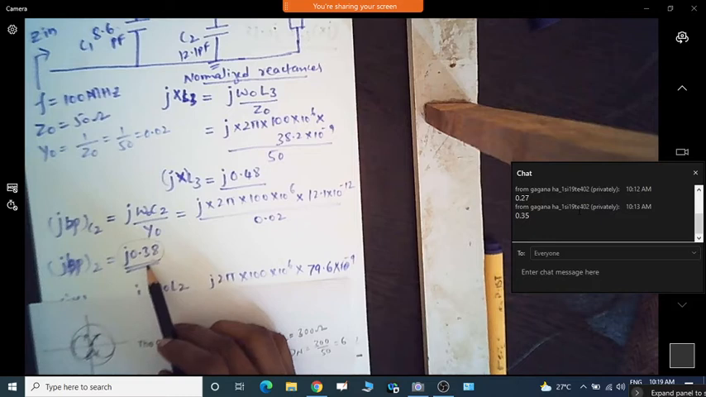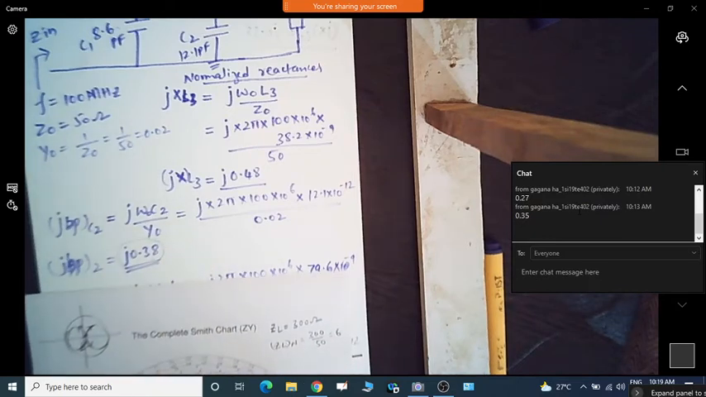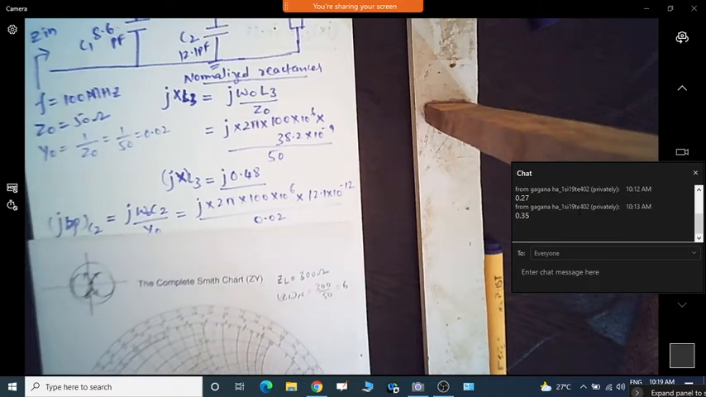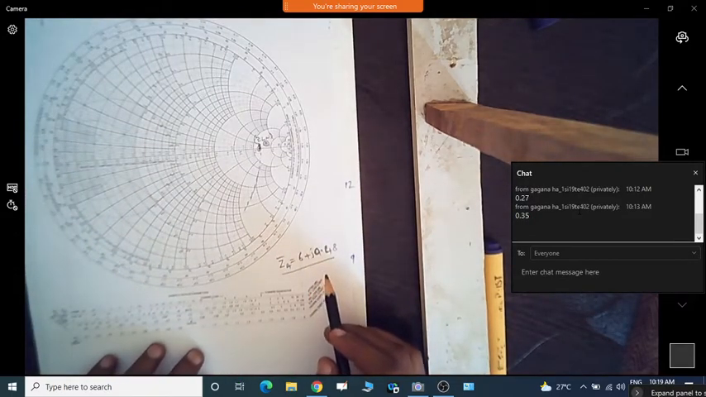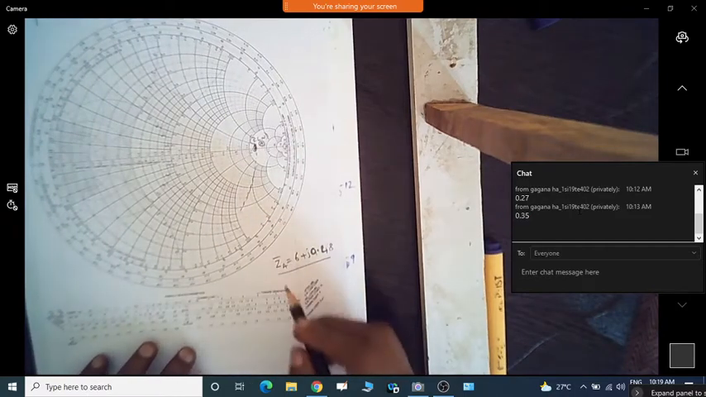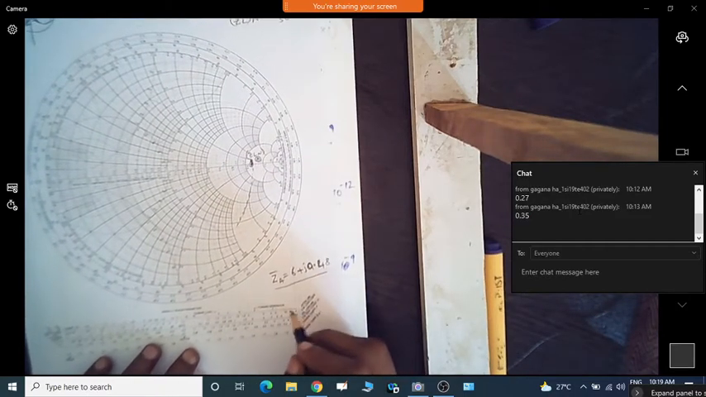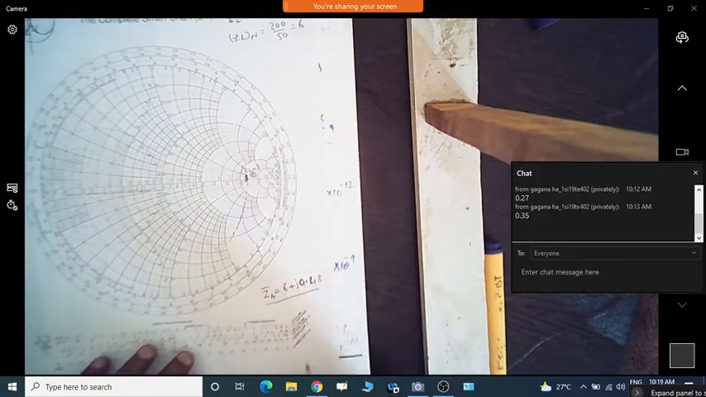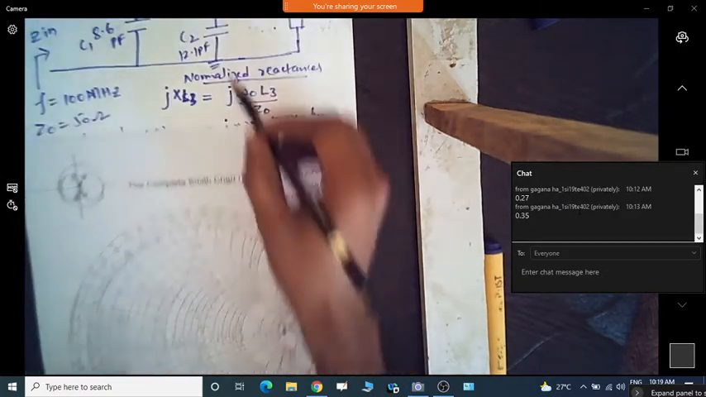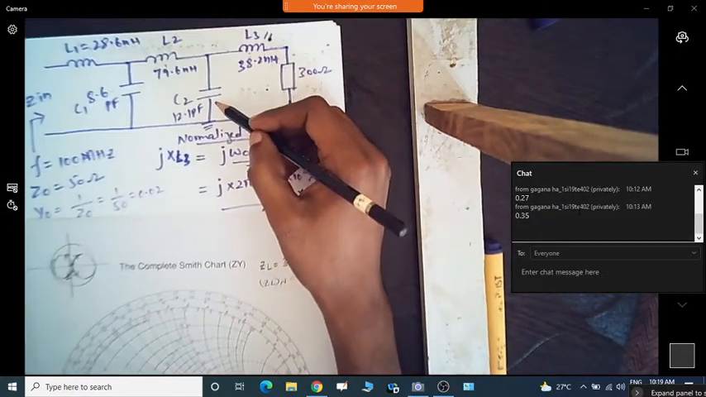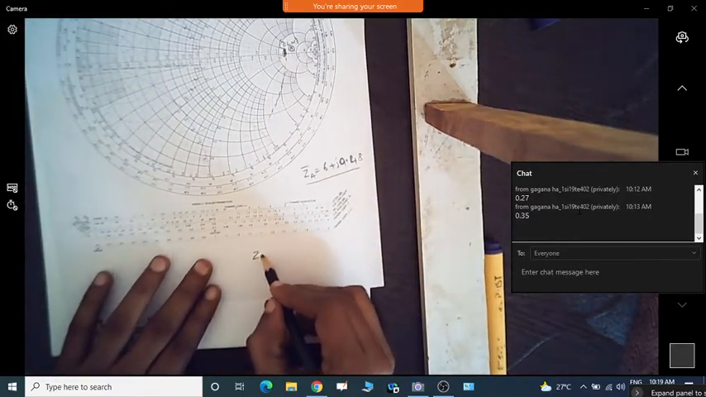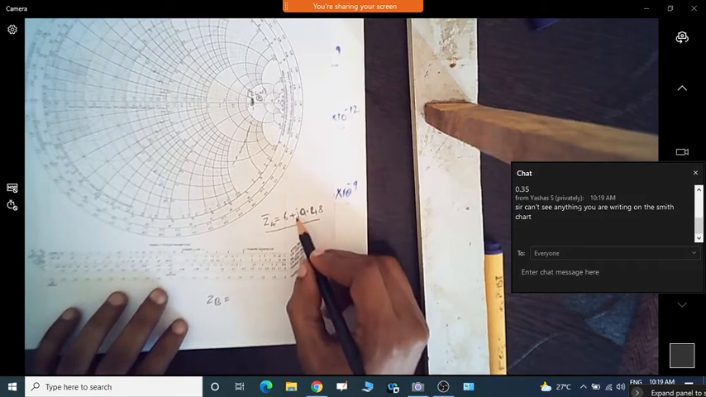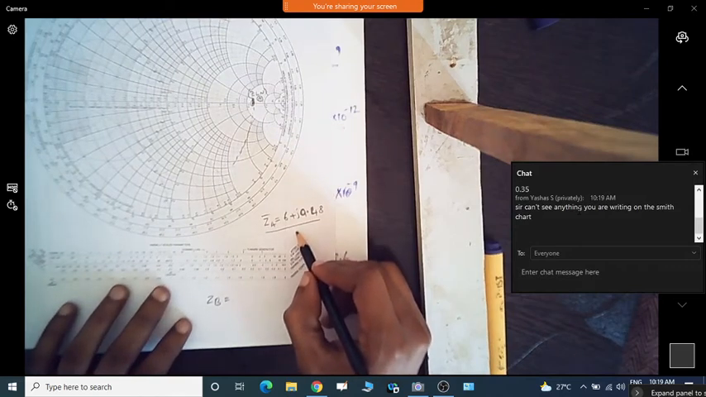Now if we add that 0.38, we are going to get another point, which is B. Somewhere here, after adding this susceptance, we are going to get the point B. So ZB is equal to, after the addition of that susceptance.